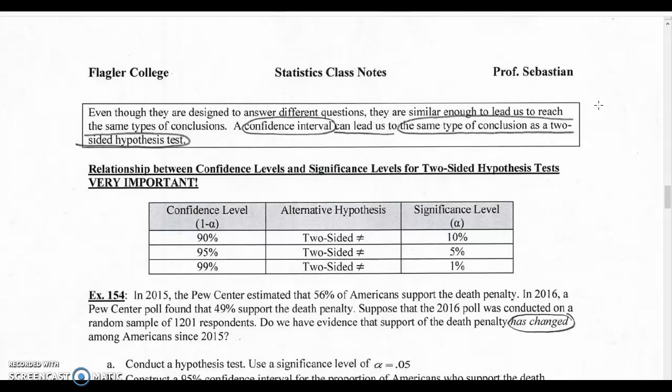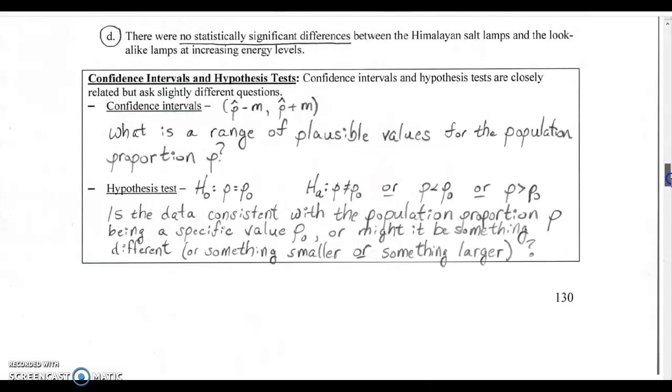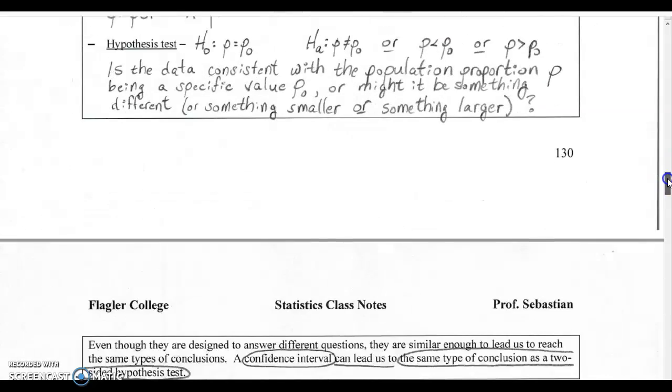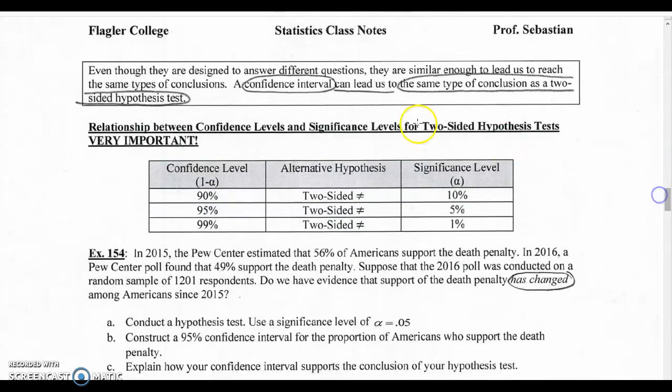We're on page 131, and we are just on the bottom of page 130. We were talking about the two different types of questions that confidence intervals and hypothesis tests are answering for us. So they're similar, but they ask slightly different questions, which is what we just went over. Now, even though they are designed to answer different questions, they are similar enough to lead us to reach the same types of conclusions.